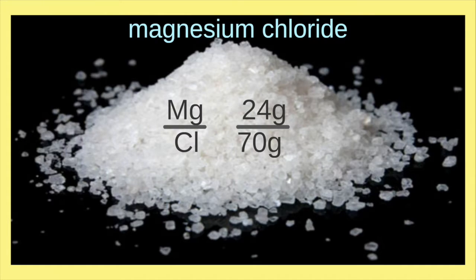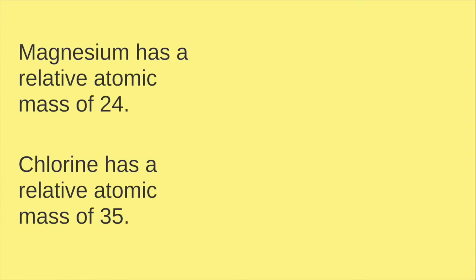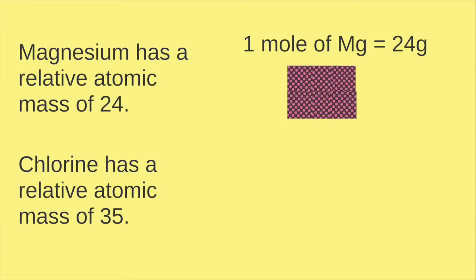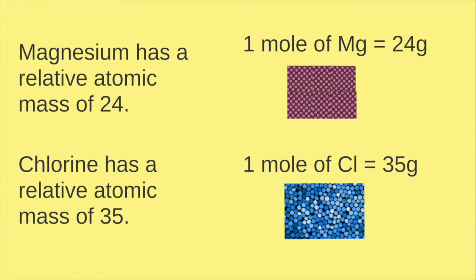Now let's look at what we know about each of these elements. Magnesium has a relative atomic mass of 24, meaning that it weighs 24 times as much as hydrogen, while chlorine, as we know, has a relative atomic mass of 35. So this means that 1 mole of magnesium weighs 24 grams, while 1 mole of chlorine weighs 35 grams. So if we had a compound with a mass ratio of 24 grams of magnesium to 35 grams of chlorine, that would mean that there are the same number of atoms of magnesium as there are chlorine, and they would be combining in an atom ratio of 1:1.